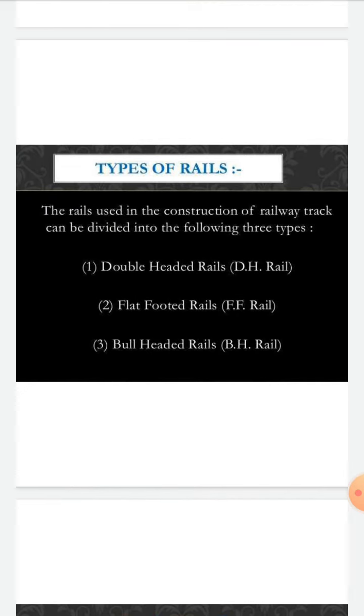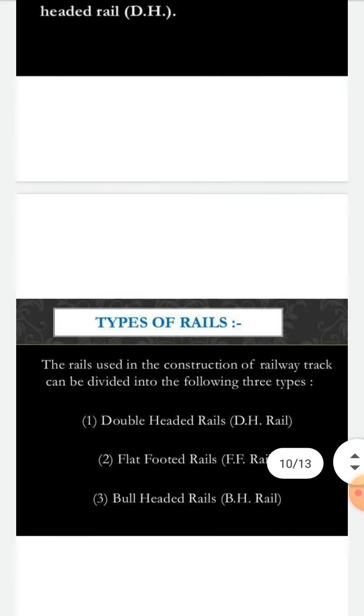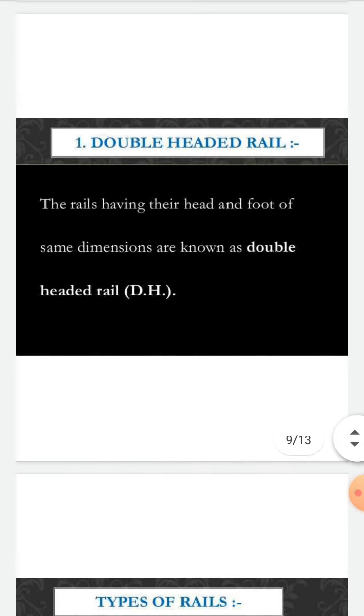Types of rails. The rails used in the construction of railway track can be divided into the following three types. Number one is double-headed rails, then flat-footed rails and bull-headed rails. What is the difference between all these three types? I will discuss one by one. So first, what is a double-headed rail?